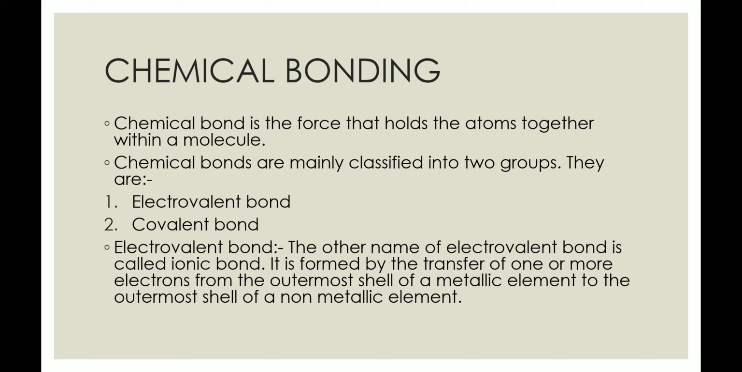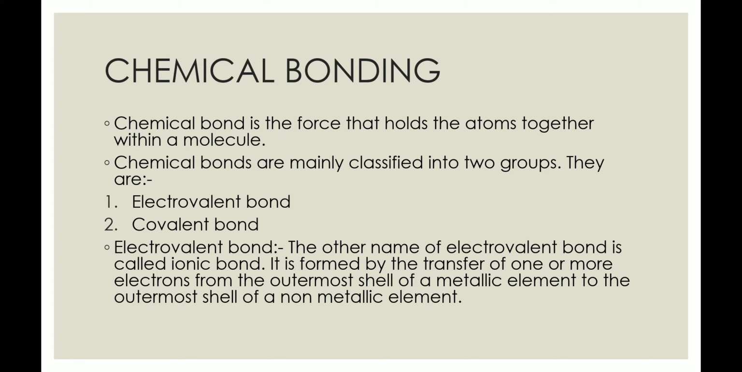This electrovalent bond or ionic bond is formed by the transfer of one or more electrons from the outermost shell of a metallic element to the outermost shell of a non-metallic element. Take an example of sodium chloride.